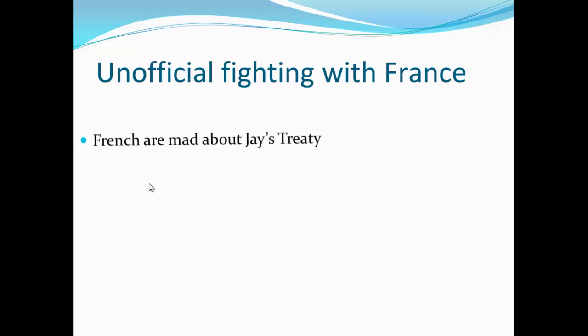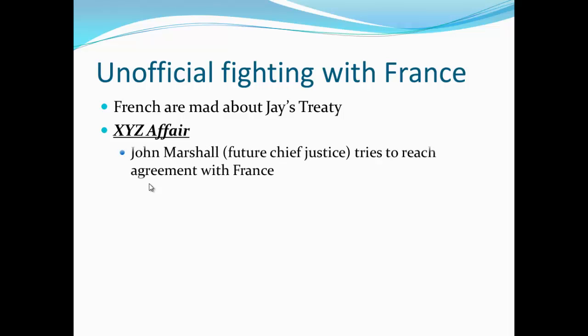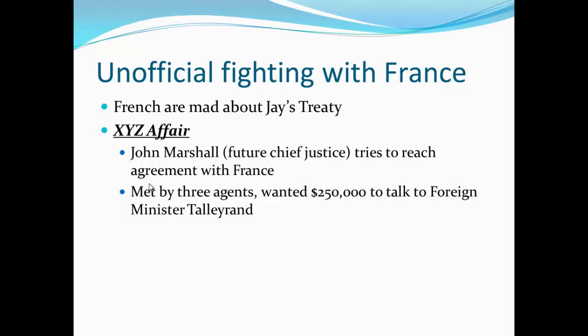Okay, unofficial fighting with France. France is very upset about Jay's Treaty. They feel that the U.S. is being too friendly with Great Britain, so they're very upset. John Adams, who is now president, sends John Marshall, a future Chief Justice, to France to meet with some ambassadors. He is approached by 3 different unidentified French agents, and they say, if you want to come speak with this ambassador, you have to pay us $250,000. John Marshall refuses. He comes back to the United States a hero.